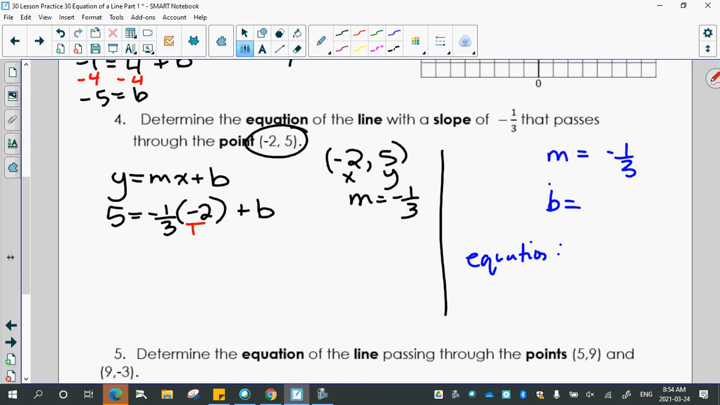Okay, so I've got to multiply these fractions, top by top. -1 times -2 is +2. 3 times 1 is 3, plus b. 2/3 is definitely not going to reduce to an integer. We've got a fraction. So what are we going to do now that we have a fraction?